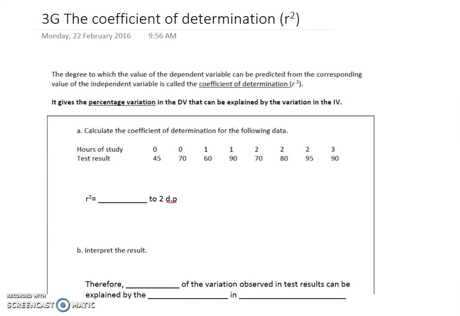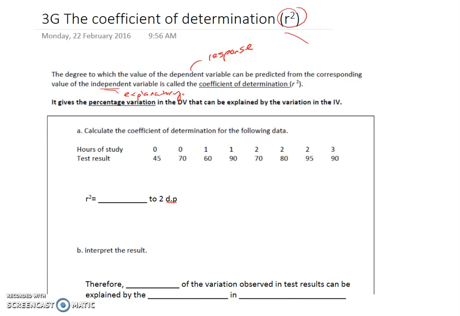Okay, so this is going to go through the coefficient of determination, r squared, and later we'll see there's a relationship between r squared and r, so there's a relationship between Pearson's correlation coefficient and the coefficient of determination. And the coefficient of determination, or r squared, tells us the degree to which the value of the dependent or response variable can be predicted from the corresponding value of the independent variable or the explanatory variable.